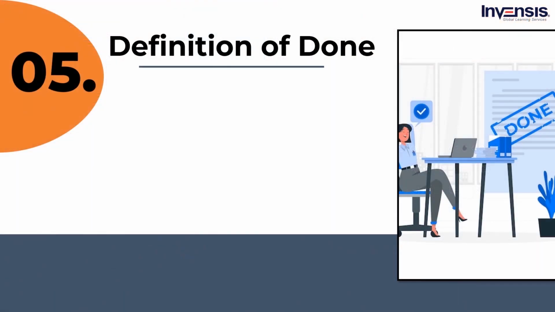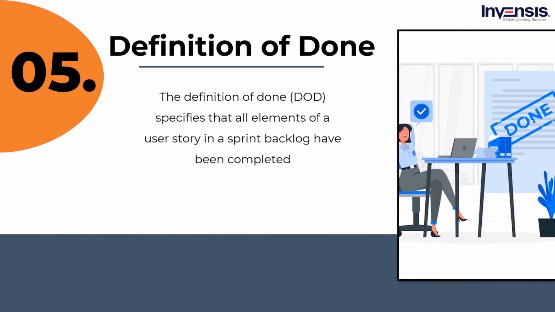Now, let us move on to the next Scrum artifact, definition of done. The definition of done specifies that all elements of a user story in a sprint backlog have been completed. Now, for those of you who do not know what a user story is: a user story is an informal explanation of a software system's features and characteristics. It is basically the user or client's requirements of what they want to do with the software or the product.